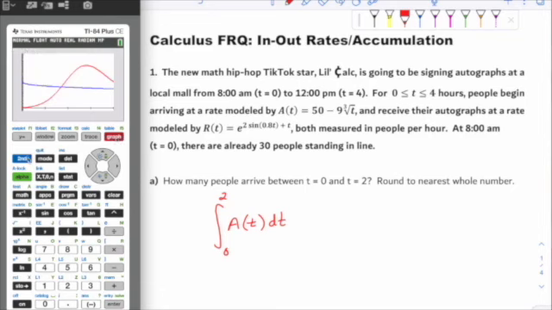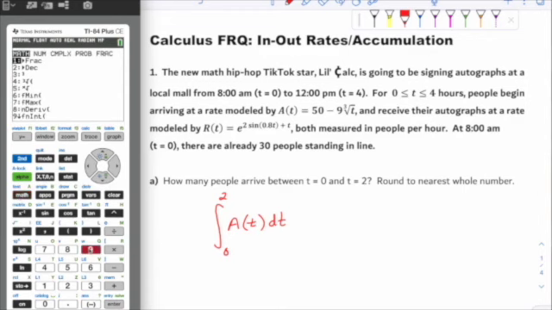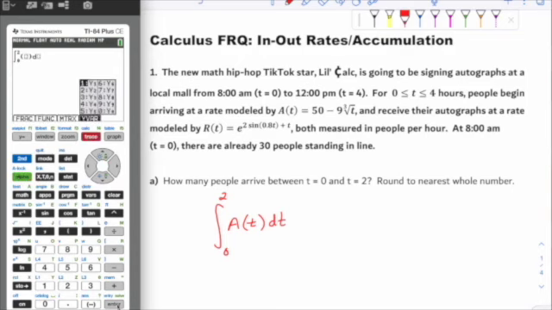But A of t is in Y1. So when I want to know 0 to 2, that integral, I'm going to go Math 9 and 0 to 2, set those limits of integration. My integrand is what's in Y1, so I'm going to use the shortcut here, Alpha Trace, to bring up Y1, or you could certainly type the equation. And with respect to x, you're always using x regardless of whether it's t or whatever on paper, and then hit enter.